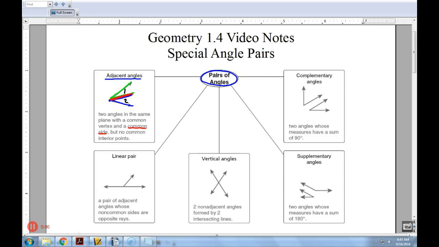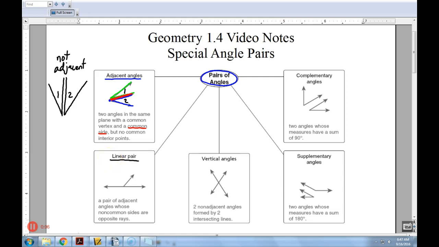Now, some people say adjacent angles are right next to each other, but that definition is a little bit weak because you may have a situation like this where you have 2 angles that are right next to each other. However, they do not share a common side, so these are not adjacent. So it's not as easy just to say they're next to each other, but they actually have to share a common side.